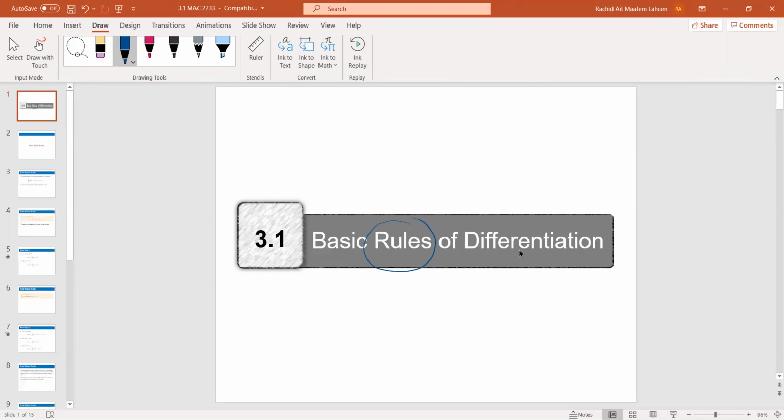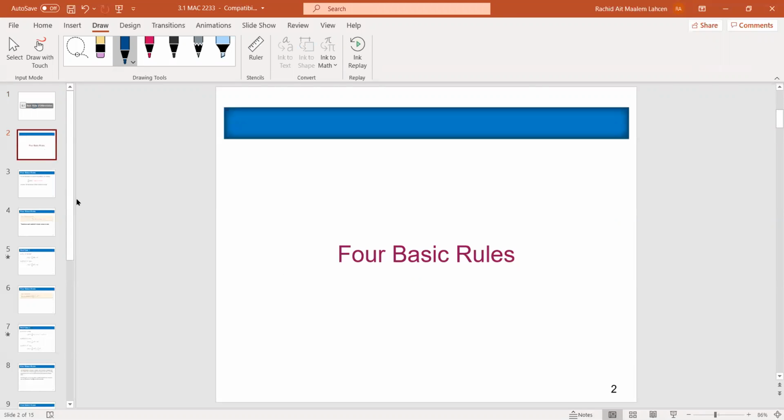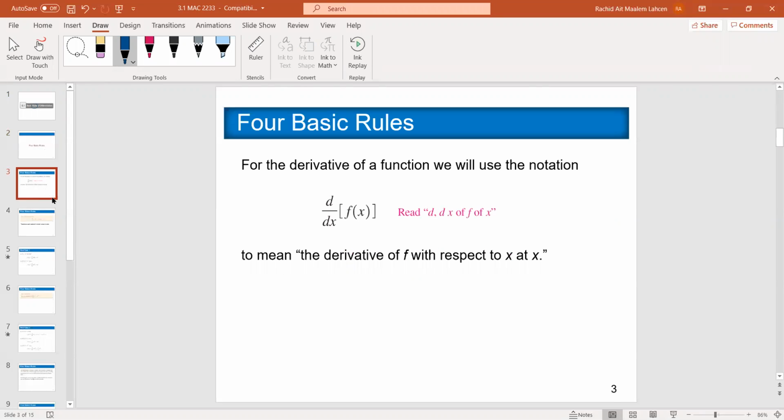So 3.1, although this says basic rules, it doesn't mean there are few rules. They're still basic in the way we apply them. However, there are many different rules, as you will see. All right, so we'll start with the four rules. The first one is the derivative. We will put this notation d/dx.